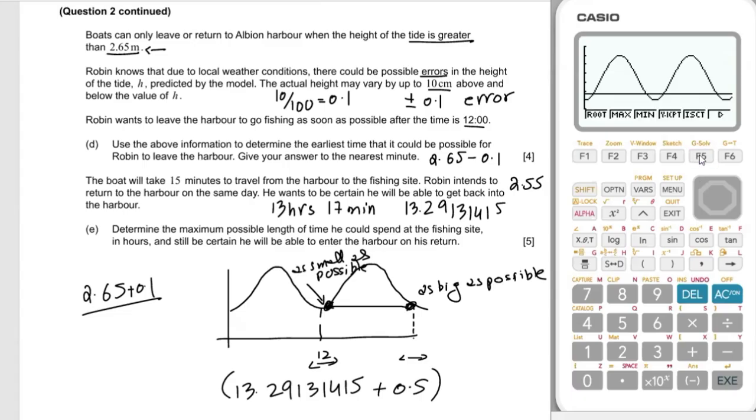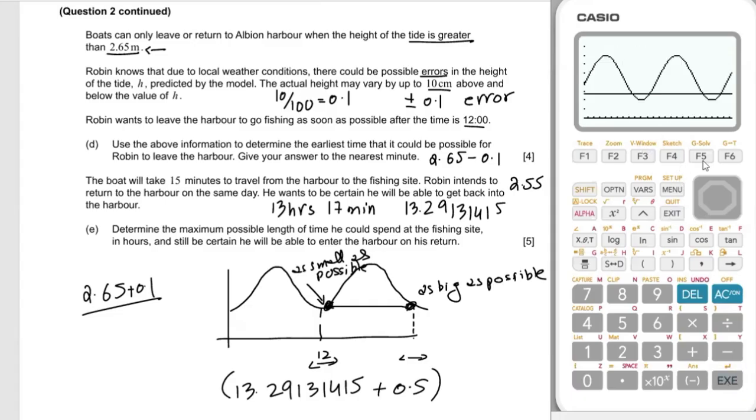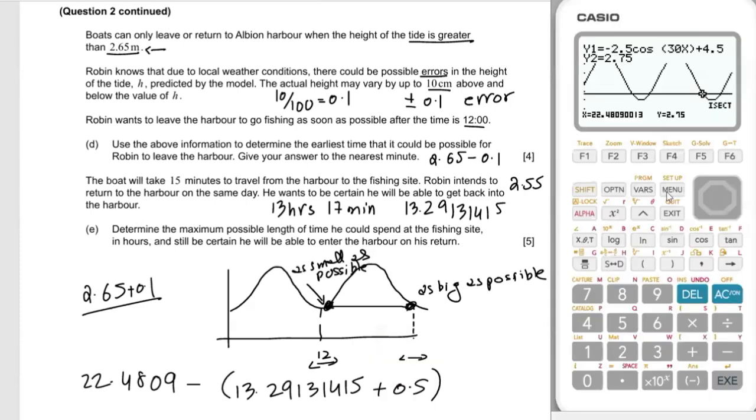So let's go to GSolve. Okay, wait, what did I just do? I need to go to GSolve and intersect. Okay. So this is the max possible time, which is 22.4809. 22.4809, and just subtract it, then that's going to be my answer. Okay, so this will be, let's go back.